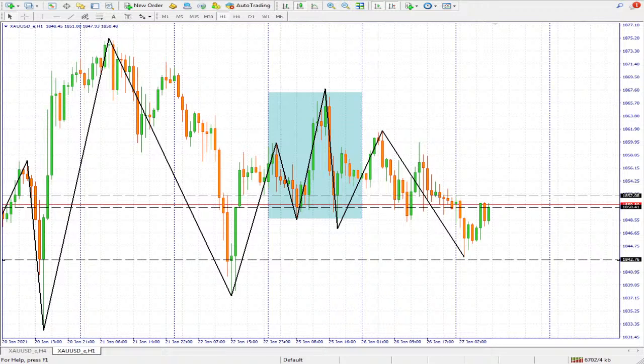As long as the price is held within this range here, look for a sell position at least up to 1842.76. Does that make sense?